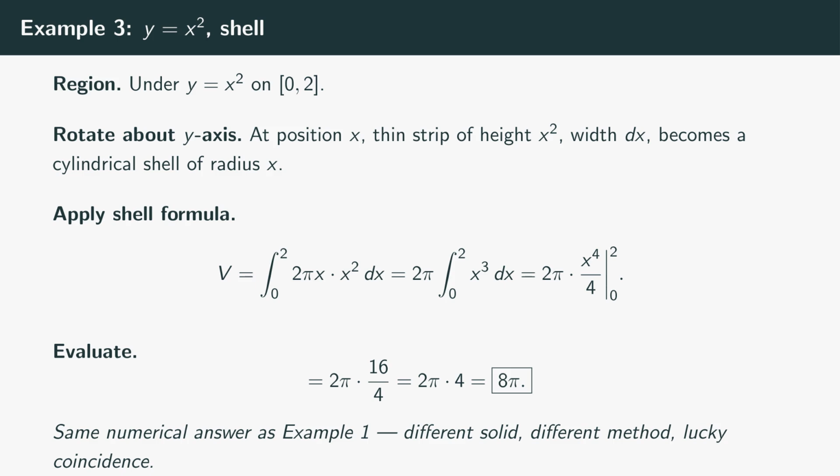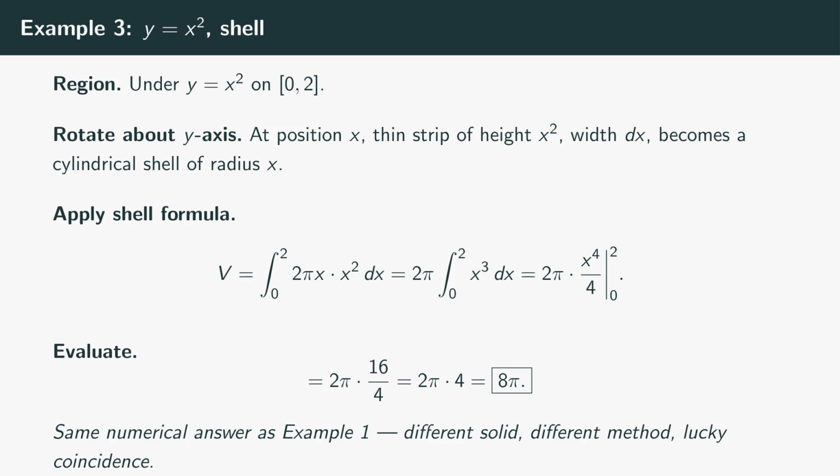Actually, you get a paraboloid-shaped bowl with the inside also filled in, since the region includes everything below the curve down to the x-axis. Apply the shell formula. V equals the integral from 0 to 2 of 2 pi x times f of x dx, with f of x equals x squared. The integrand is 2 pi x times x squared, which is 2 pi x cubed. The integral is 2 pi times the integral from 0 to 2 of x cubed dx.